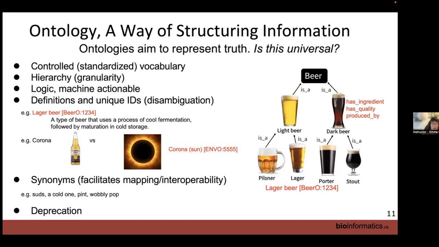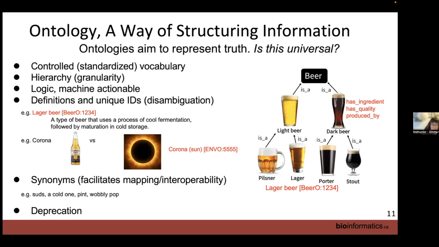An example of how terms are related to each other in ontologies can be seen in the mock beer ontology on the right-hand side of the slide. Here we can see that a lager beer has been identified with identifier 1234. And you can see in the hierarchy that a lager is a type of light beer, which is a type of beer. While the "is a" relationship is often the most commonly used and helps to form the backbone of the ontology hierarchy, you can use other kinds of relations to build things like ingredients, qualities, producers, and brand names into your knowledge base. So you can start to do things like disambiguate a Corona brand lager beer from the Corona of the sun, which would have an identifier probably derived from the environment ontology.